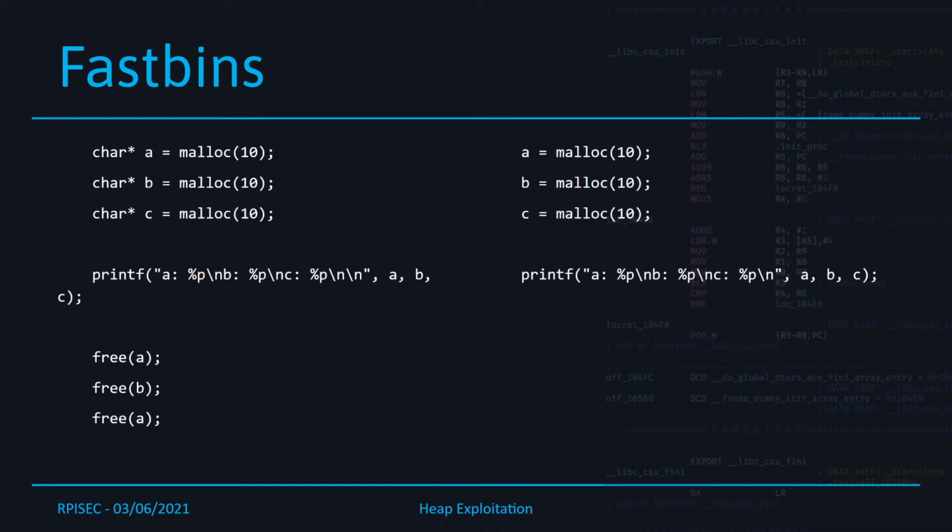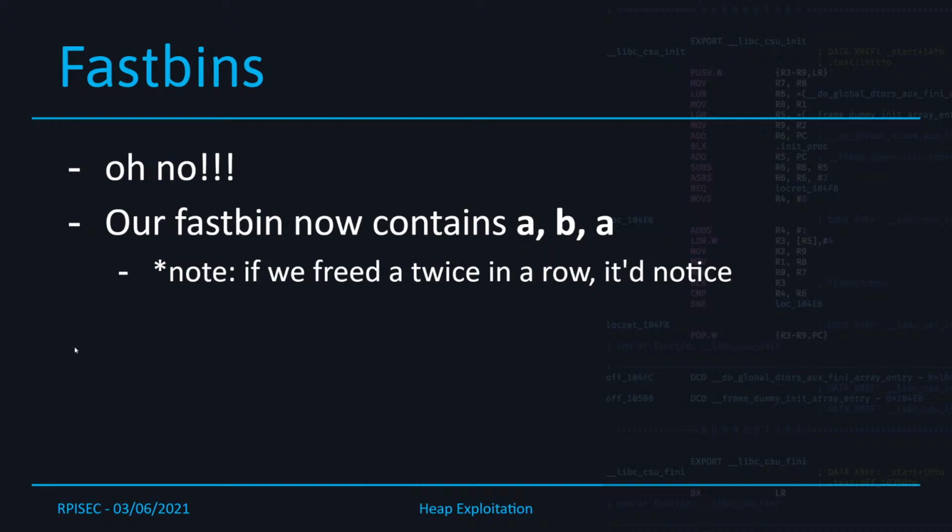So I think one thing that kind of plagues new CS students who are trying to write C and C++, especially probably in data structures, is the dreaded double free. So if we look at this here, we made a little modification. I didn't free C, I freed A again. So this is a problem. Our fast bin doesn't contain C, B, A anymore. It contains A, B, A. So it's got the same pointer twice.